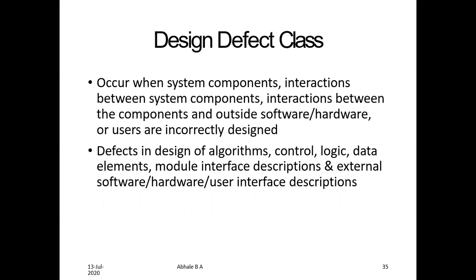This is what happens. Suppose you have gone for the class diagram. It consists of 4 classes. For hospital management, patient is a class, doctor is a class, then pharmacist is a class. Now, if this interaction is not properly specified, who should interact with whom, that will lead to the defect.